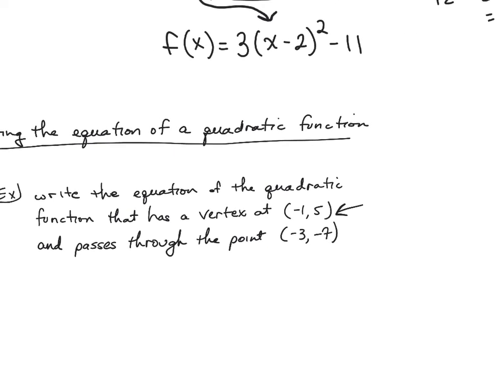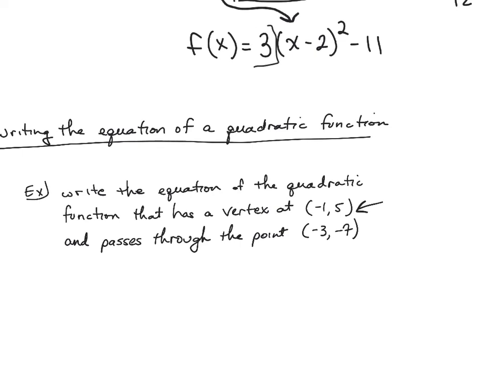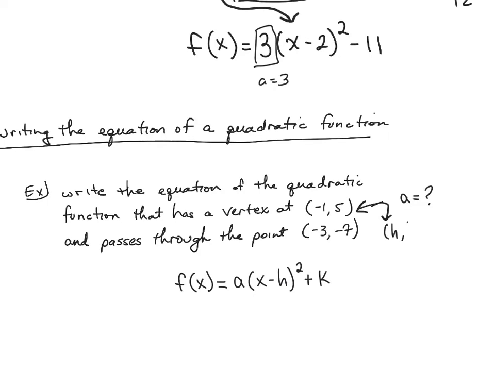But what they haven't given us is the a value. So here we don't know what the a value is, and so we can partially write the equation in standard form. Now by standard form I mean a times x minus h squared plus k. And this here, this vertex, is our h and k value.